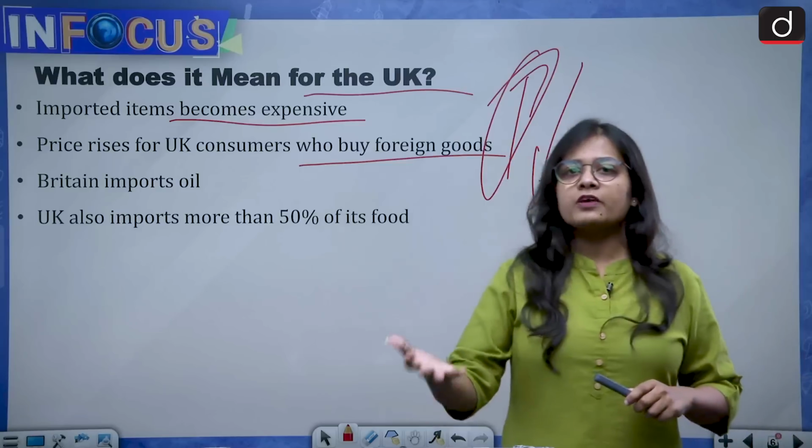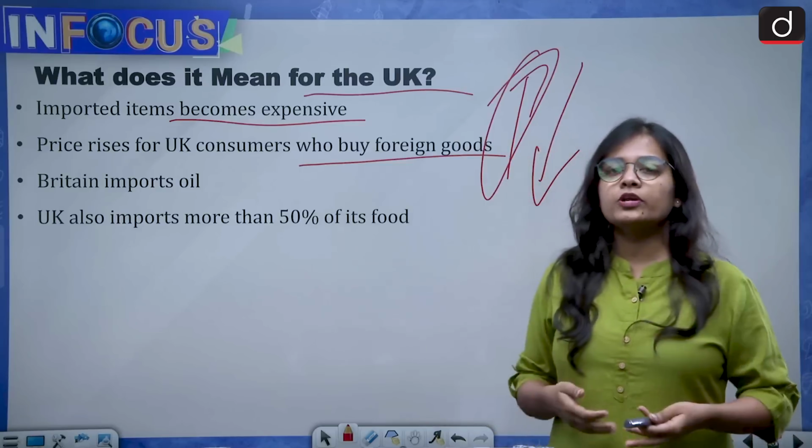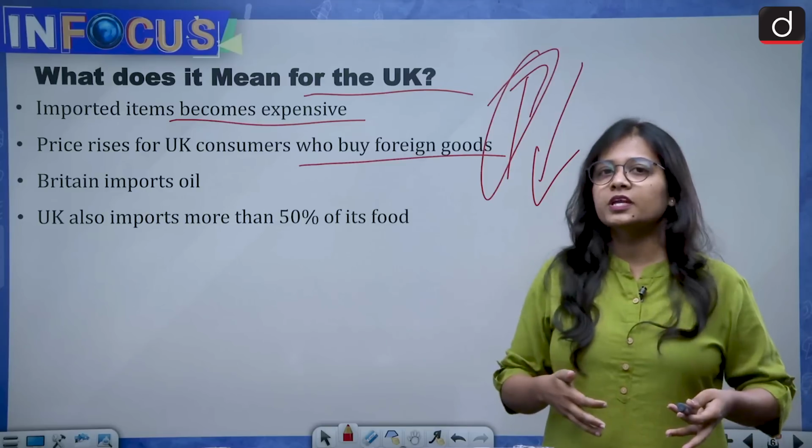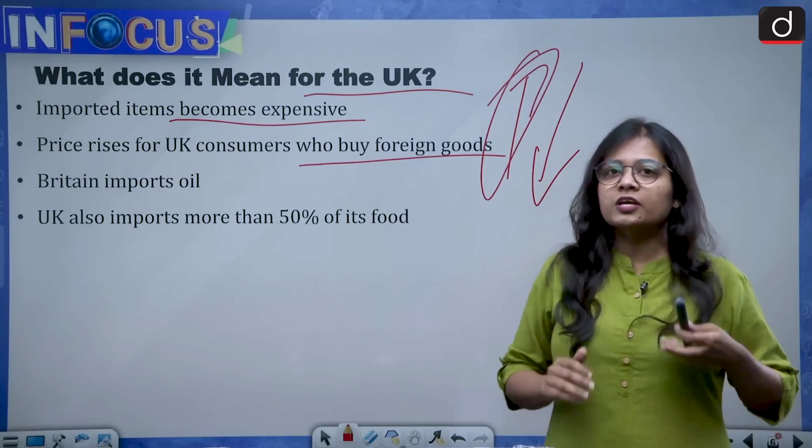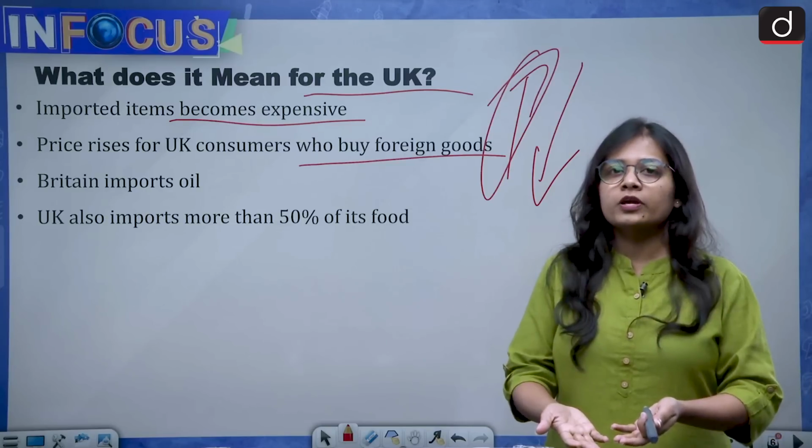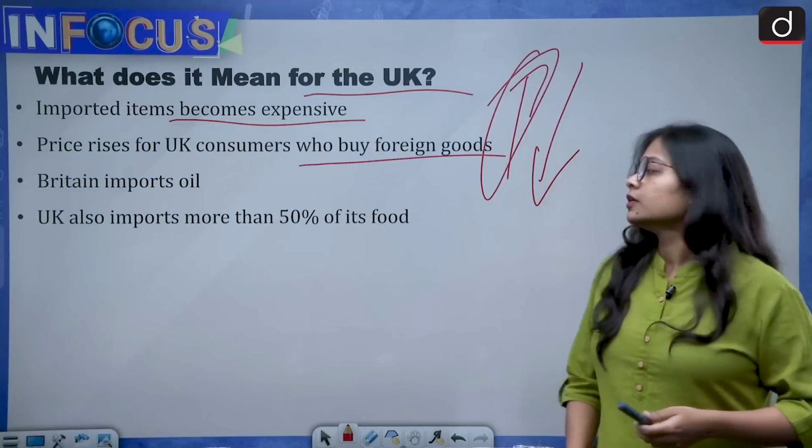So how do we buy foreign goods from outside? When we import something into our country and the currency is depreciating, it means we have to pay more from our pocket. It means it is harsh on the pocket.